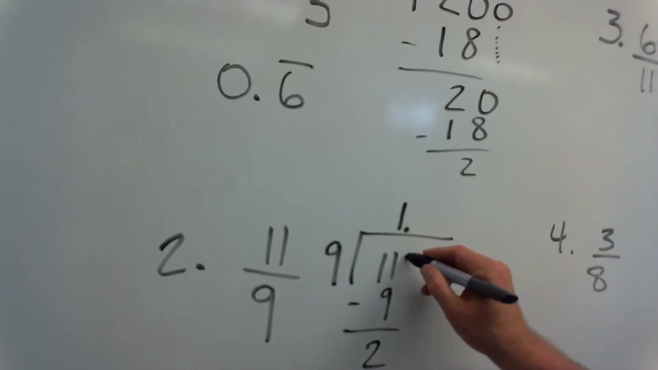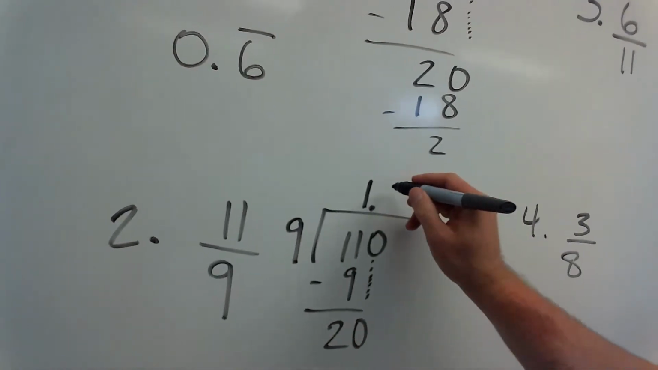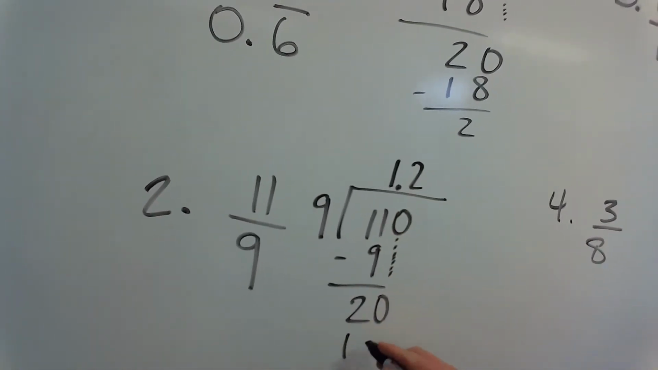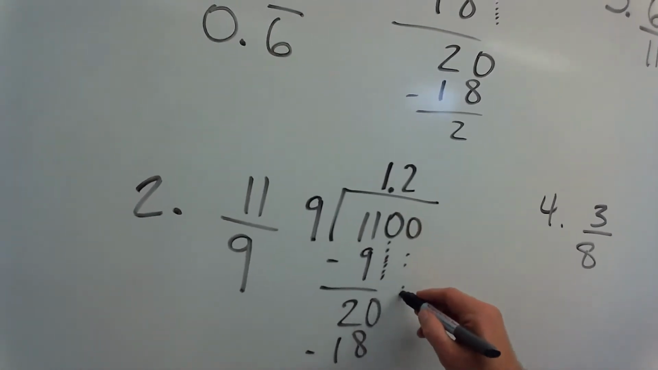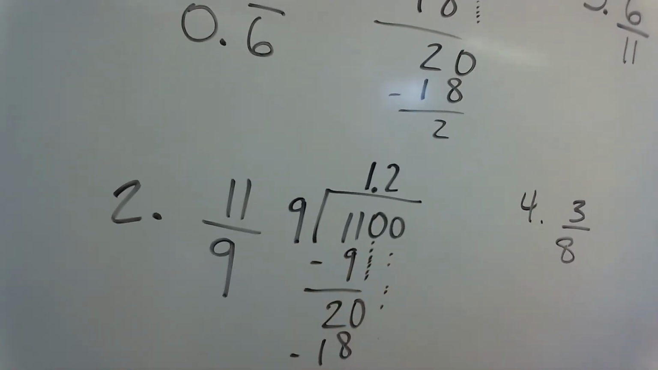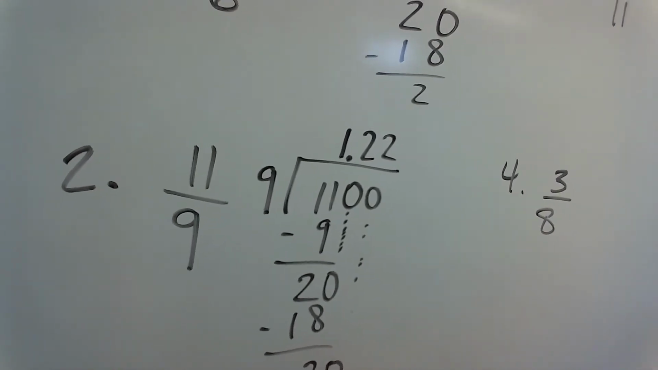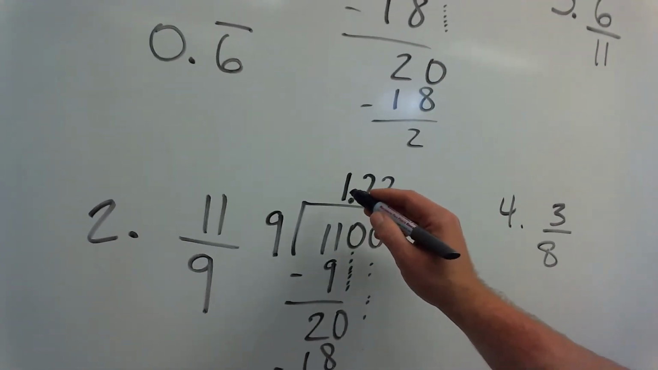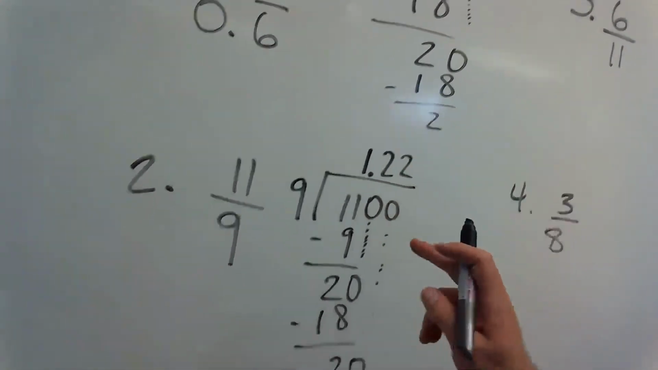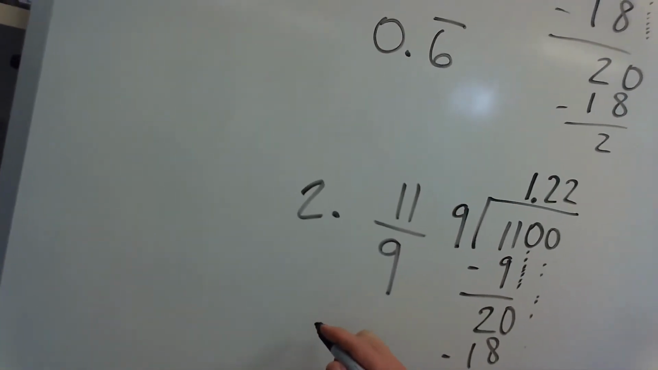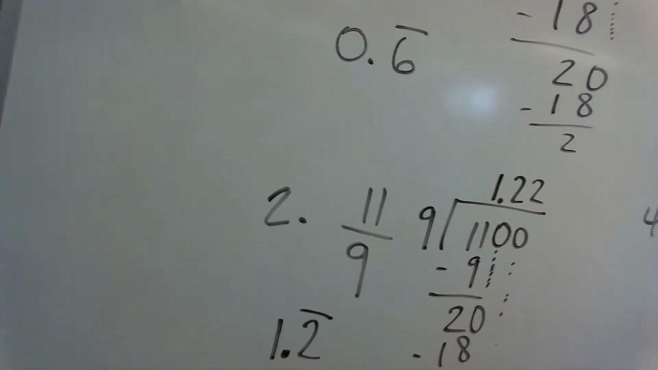Add a decimal point, add a 0, bring it down. 9 goes into 20 2 times. 2 times 9 is 18. Subtract it, we get a 2. Add a 0, bring it down, and 9 goes into 20 again, 2 times. 2 times 9, 18. 20 take away 18 is 2. And so I'm going to have yet again another series of a repeating number. In this case, it's a 2. So 11/9 is equivalent to 1.2 repeating as a decimal.